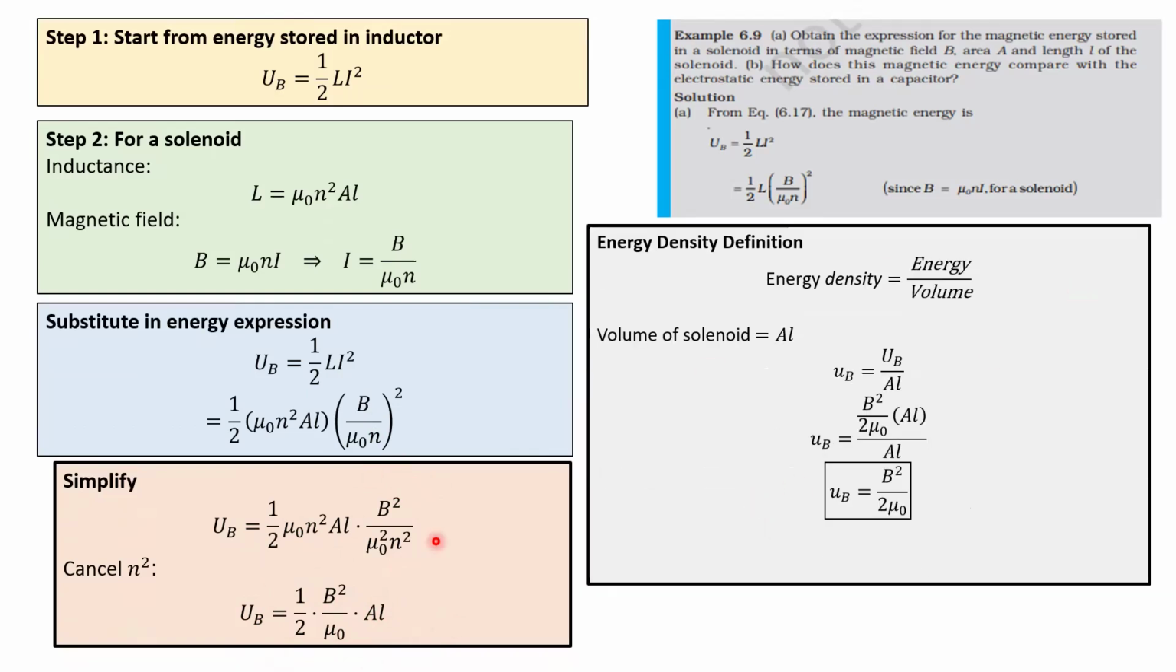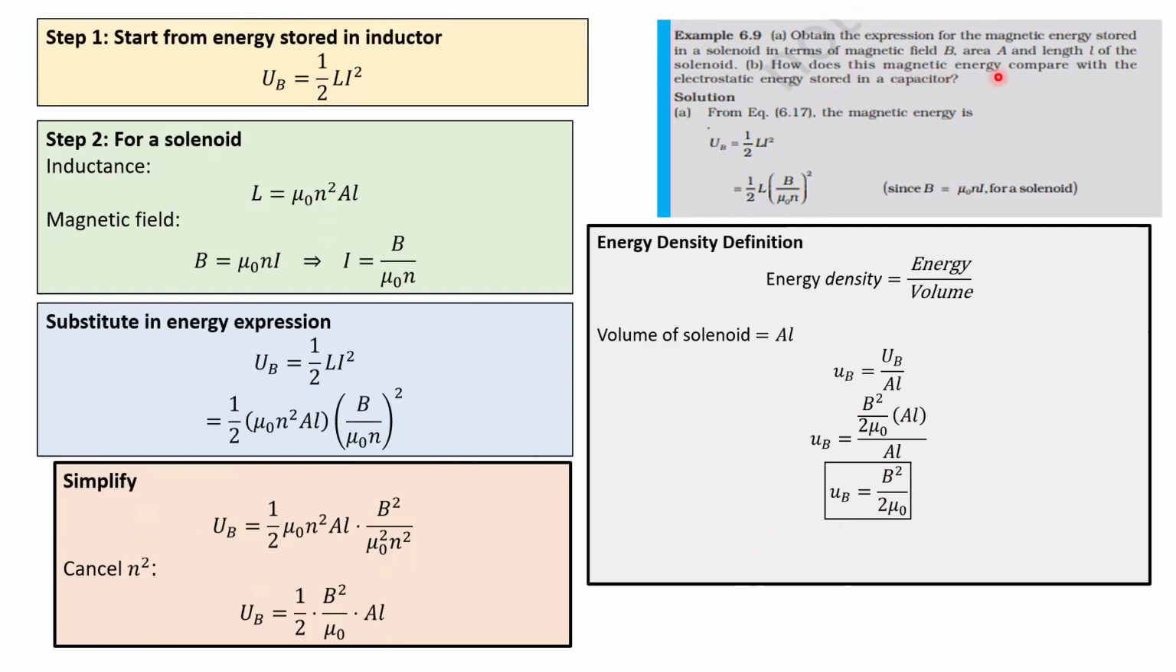This is only energy, right? Okay, energy density. What is energy density? Energy per unit volume. We got the total energy. You can make out here, A l is volume. I am dividing by volume. A l will get cancelled. What is remaining? B square divided by 2 mu 0. This is U B, energy stored per unit volume, given by this expression.